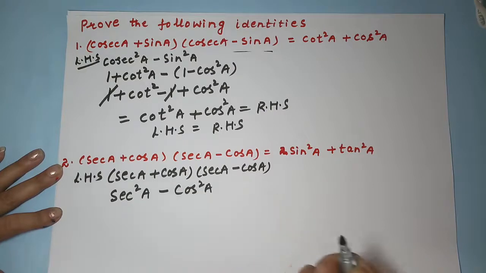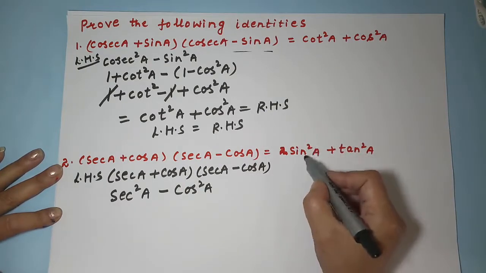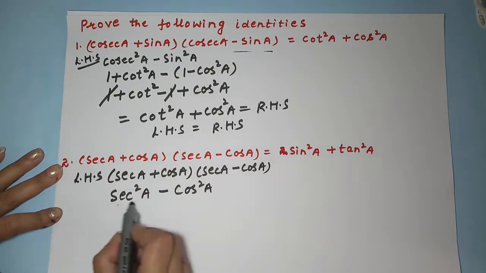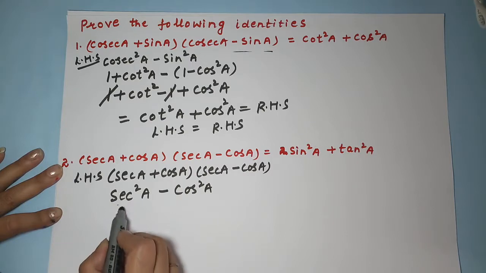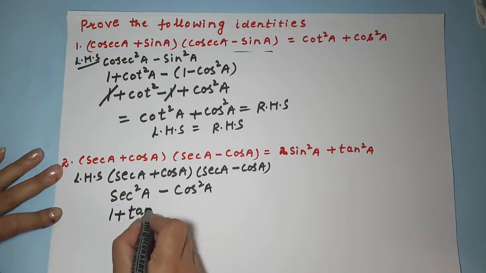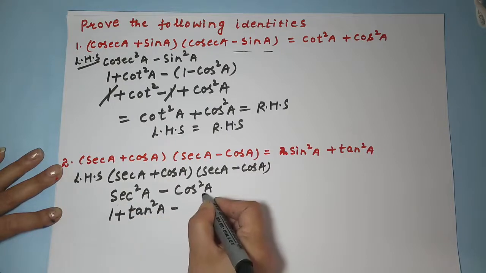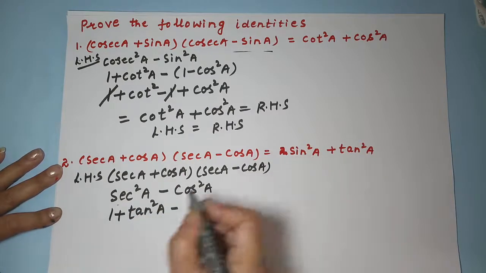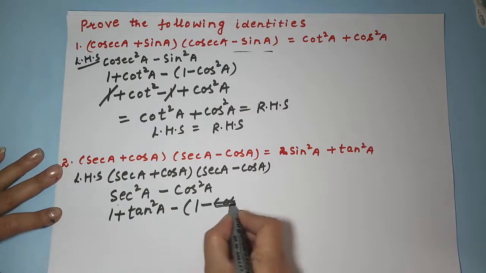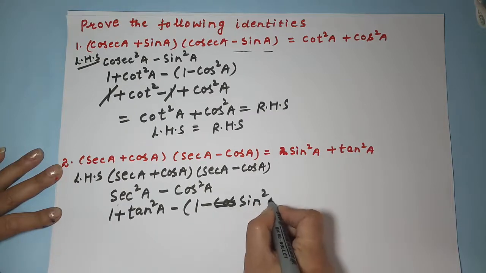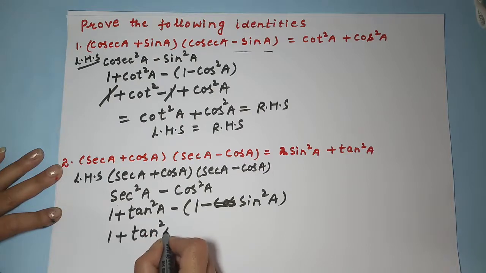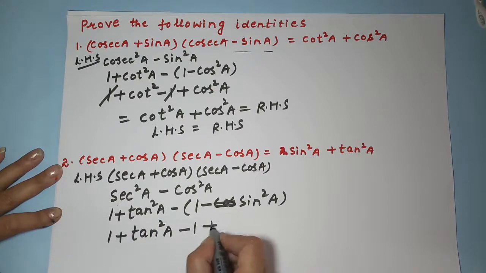Now, let me have a look at my right hand side. I want sine square A and tan square A. Can I do anything here so that I can get this sec square A in terms of tan square A? Yes, I know that 1 plus tan square A is equal to sec square A. And I don't want cos square A, I want sine square A. So I can write cos square A as 1 minus sine square A. Right? Now this will give me 1 plus tan square A minus 1 plus sine square A.